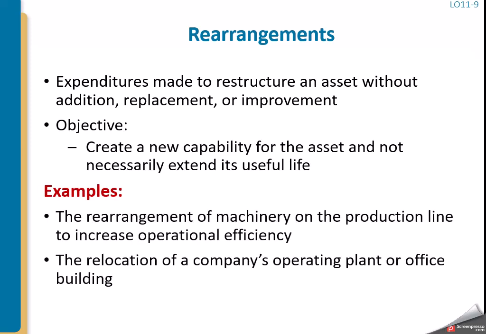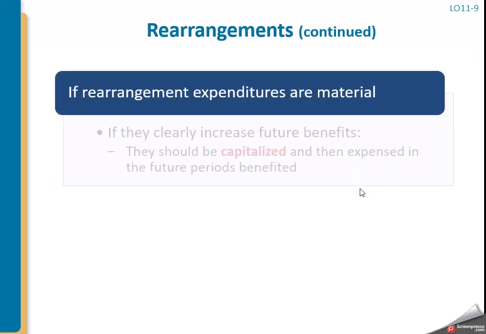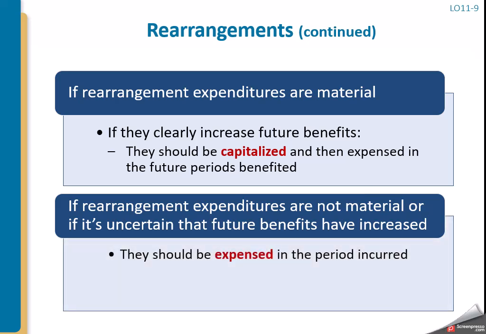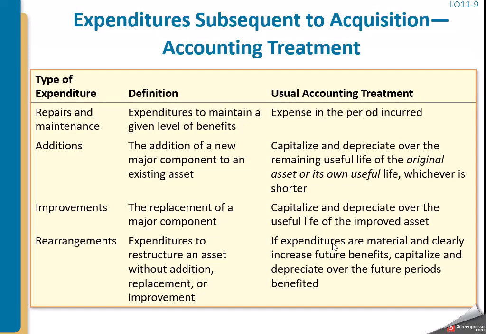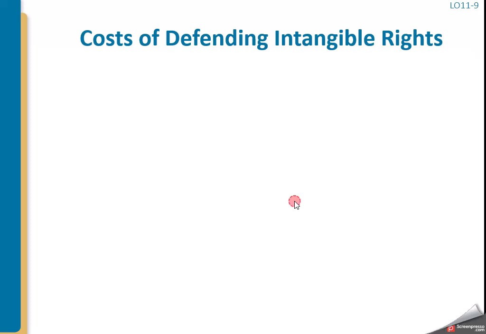Then here they give us an example of rearrangement, which might be out in the factory, where you're making things more efficient, or you're rearranging the offices. And again, that can be thousands and thousands of dollars, so that could be something that we might choose to capitalize. If we did not think it was material and it really didn't increase any future benefits, then we should expense it. And then again, a little summary of what types of subsequent expenditures, after the asset's acquired, may end up either being capitalized or expensed, depending on what they do for the future.